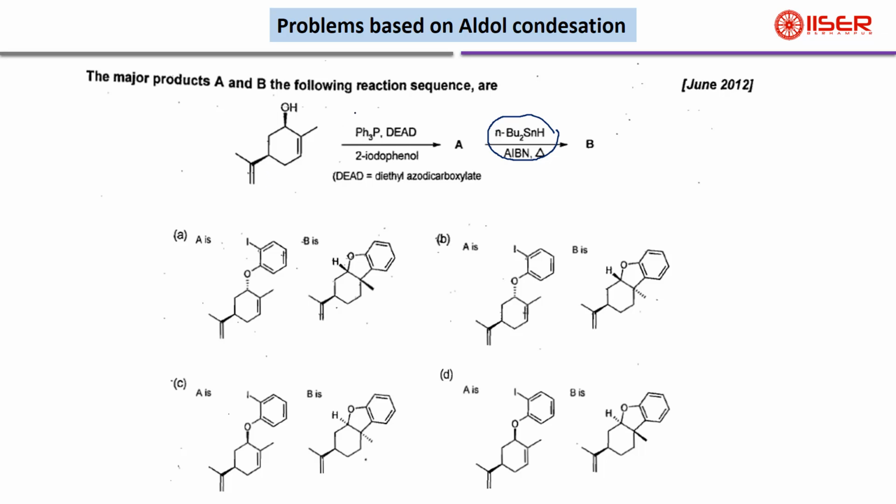So A is simple for you guys because you already solved many of these. As the OH is already above the plane, the incoming nucleophile, that is 2-iodophenol, will be below the plane. So the two options with it above the plane are already cut. The correct option will be between A and B.